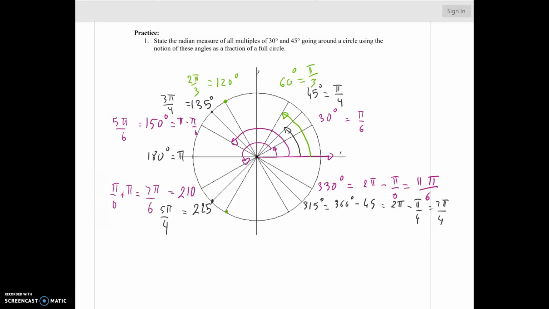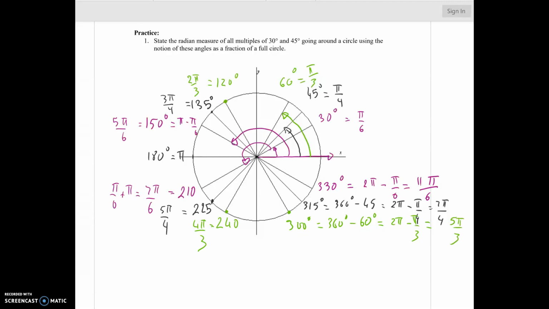If I decide to add pi to pi over 3, I end up with 240 degrees, 60 plus 180, and I end up at 4 pi over 3. Finally, the last one at 300 degrees, which is 360 degrees minus 60 degrees, which is 2 pi minus pi over 3, and I end up with 5 pi over 3.